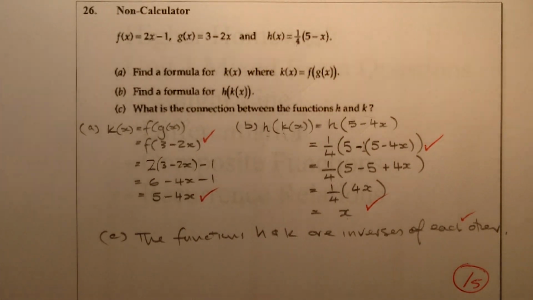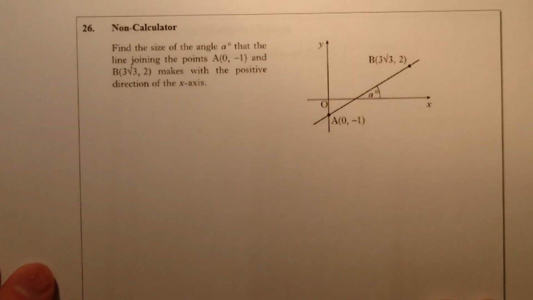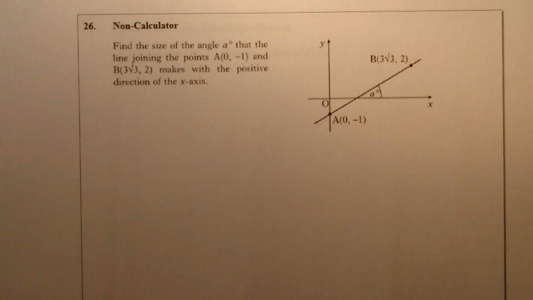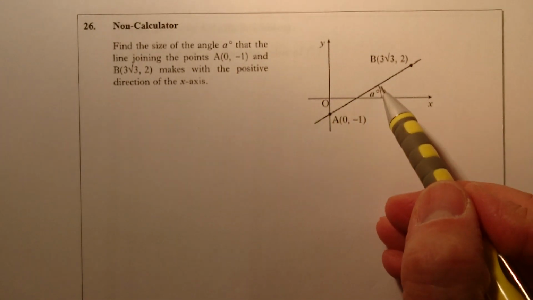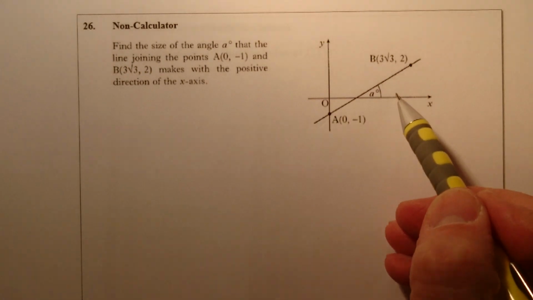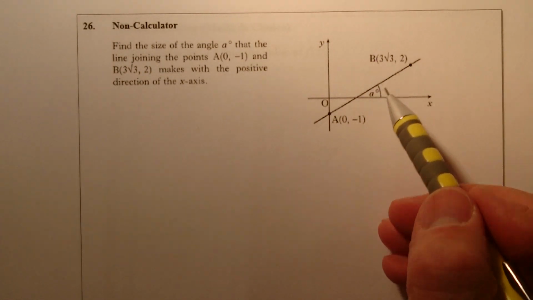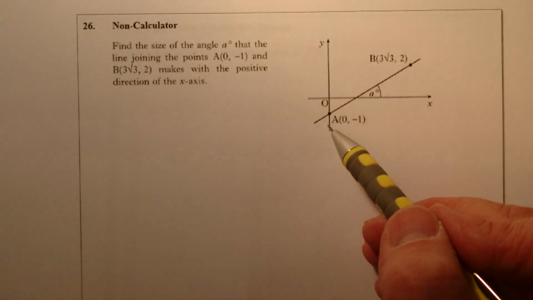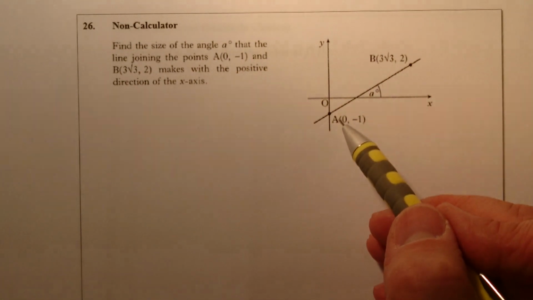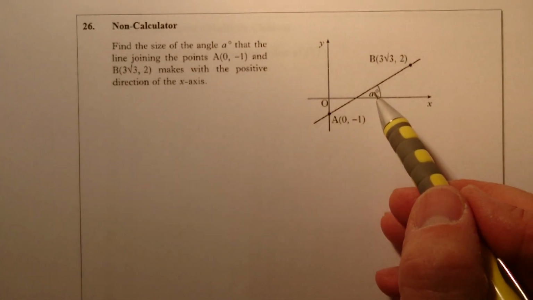Right, okay, non-calculator, that one was again not needed. Non-calculator question coming up again. Okay, so find the size of the angle A. What we're looking at is this angle sitting in here between the x-axis and the line that we've got. We've got a couple of points on the line, okay? And what we're trying to find out is the angle.